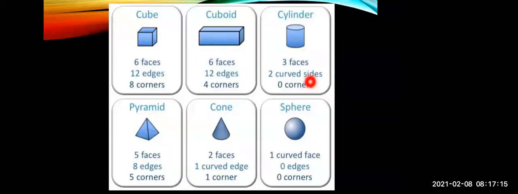So there are 2 shapes which don't have vertices. That is the cylinder and the sphere. So you have to remember the properties of all the 3D shapes, which are cube, cuboid, cylinder, pyramid, cone and sphere.